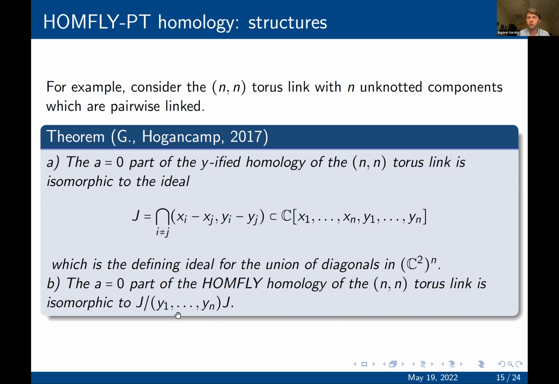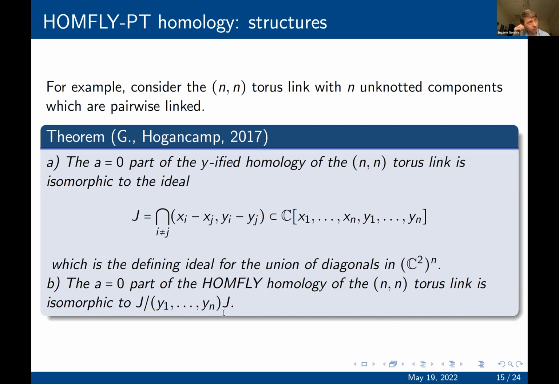Okay, so this is a different type of answer. I don't give you a basis. Matt and Ben Elias have a separate paper where they give you a basis and a combinatorial formula for this thing, but that is much more complicated than just writing this answer. In this sense, I would say that y-ified homology is easier to understand because I don't give you a basis, but I have an alternative commutative algebra description. And if you want to get HOMFLY homology, quotient by y's.